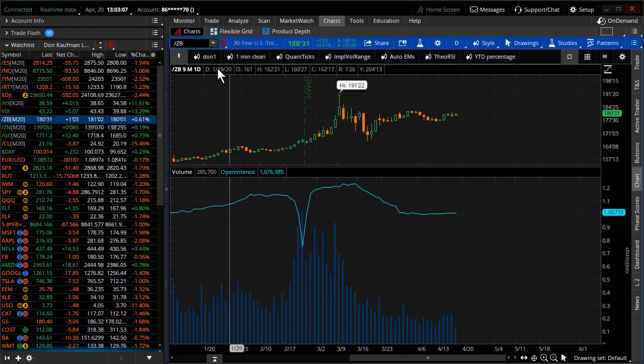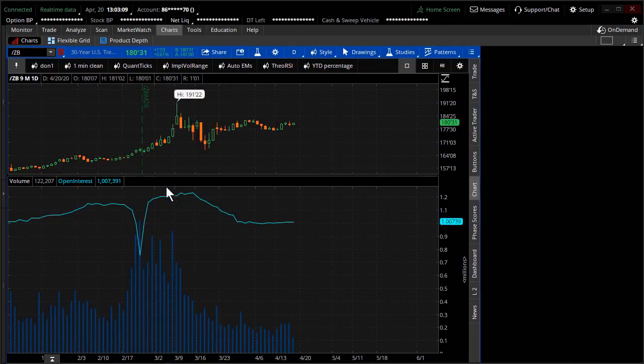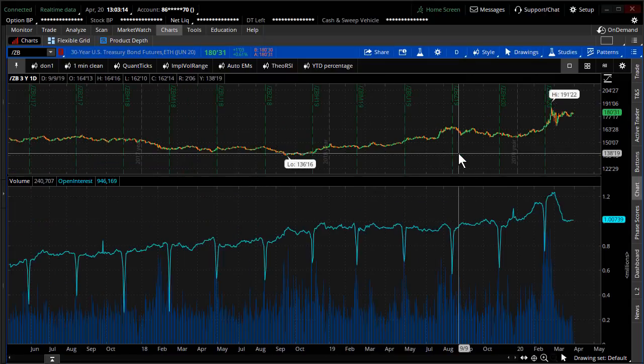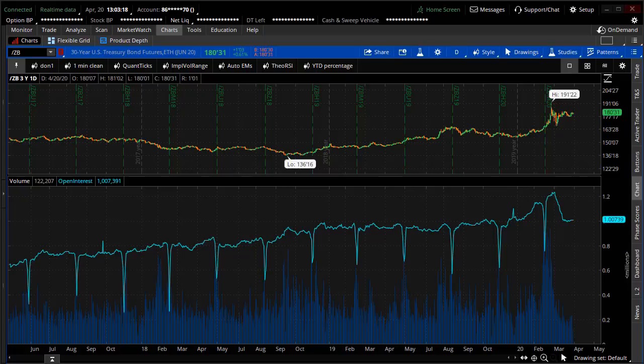But I do want to point out again, let me close up this left side bar for a second to make this a little easier to understand. I want you to look back with me at the bonds over the last 3 years. Now, this is a three-year daily.